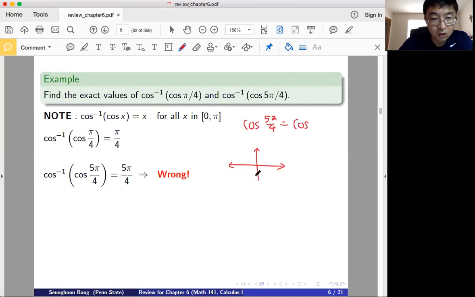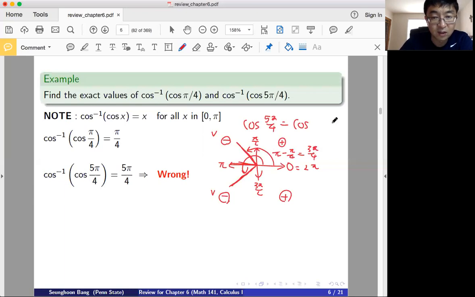You can use this one. 5 pi over 4. This is the angle: 0, pi over 2, pi, 3 pi over 2, and 2 pi. So we have it here. This angle is exactly 5 pi over 4. So what's the cosine function like? Cosine is positive in the first quadrant, negative in the second quadrant, negative in the third quadrant, positive in the fourth quadrant. We have the same sign in the second and third quadrants. You have to reflect this line about the x-axis. When you reflect like this, you can find this angle. This angle is exactly pi minus pi over 4, so we have 3 pi over 4.